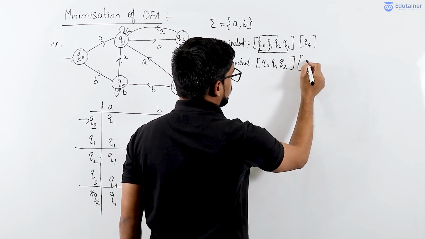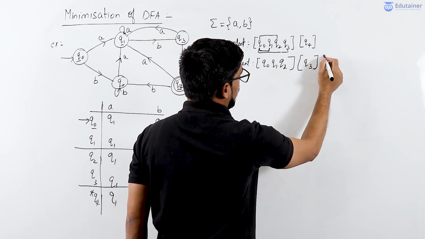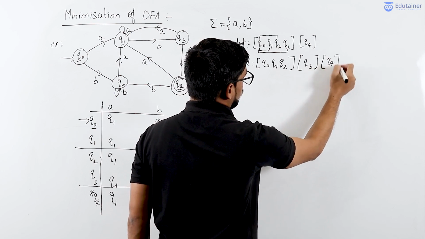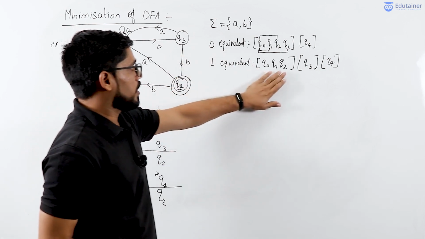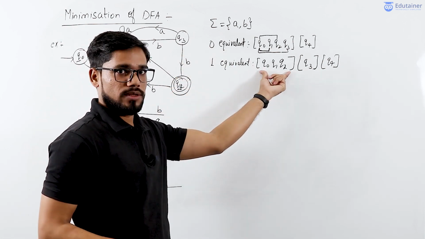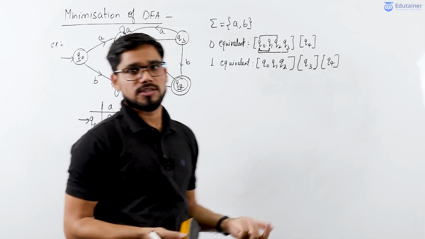So I have taken Q3 as a different box and Q4 as a different box. So in the one equivalence set, you will get Q0, Q1, Q2 together. Q3 is separated now, and Q4 is already a final state which is separated.